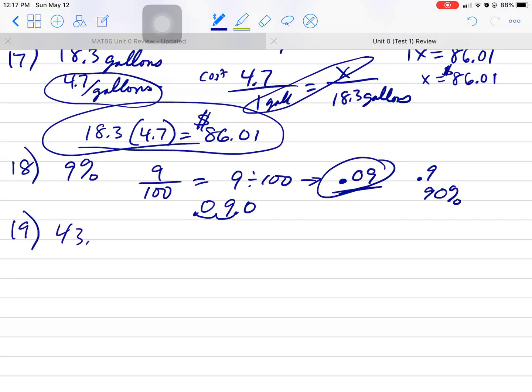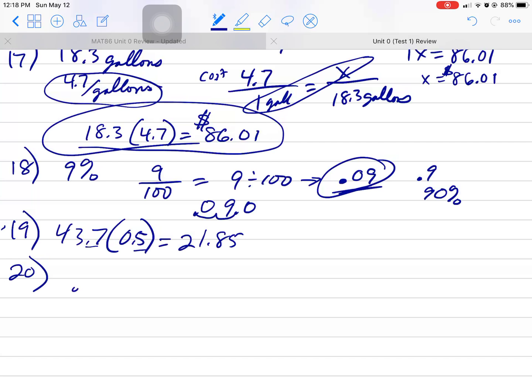19, 4, 3.7, 0.5. Oh, is that a word problem? Sorry, jumped right in there. No, it's just multiply. Okay. Multiply. You can do that by hand. Make sure that you have 2 decimal places, so this moves over 2 places, okay?